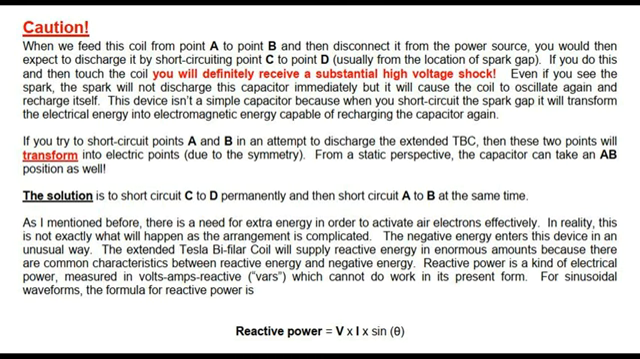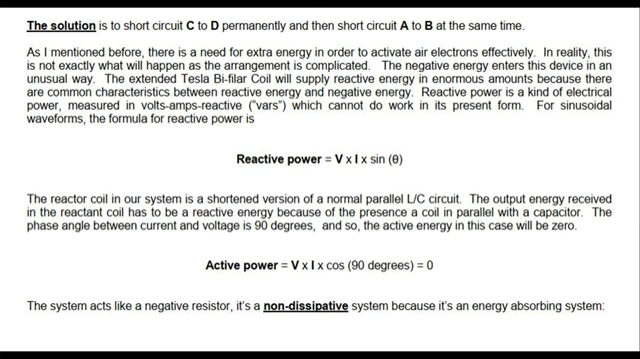between voltage and current. The reactor coil in our system is a shortened version of a normal parallel L/C circuit. The output energy received in the reactant coil has to be a reactive energy because of the presence of a coil in parallel with a capacitor. The phase angle between current and voltage is 90 degrees, and so, the active energy in this case will be 0. Active power equals voltage times current times cosine of the phase angle between voltage and current. The system acts like a negative resistor.